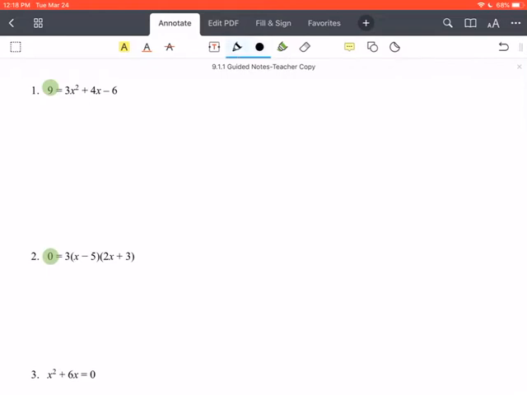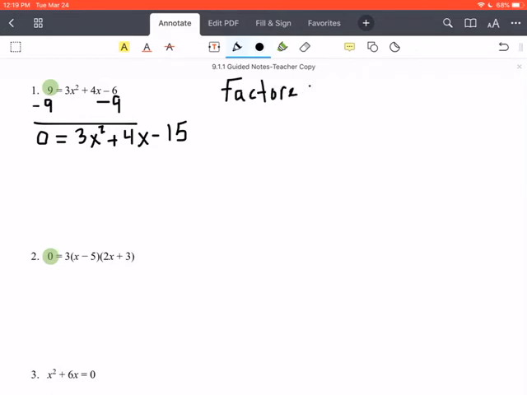So the first step that we have to see in number 1, which is 9 equals 3x squared plus 4x minus 6, is that it's not set equal to 0. So we need to go ahead and subtract 9 from both sides so that now we're working with the equation 0 equals 3x squared plus 4x, and then negative 6 minus 9 is negative 15. So now we can look at this and see that it's set equal to 0.